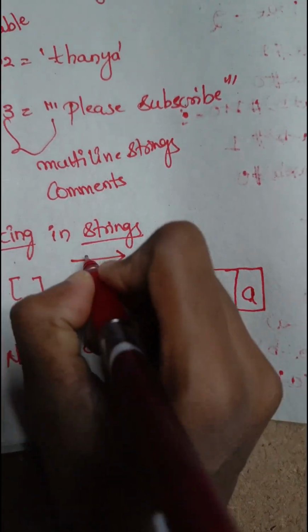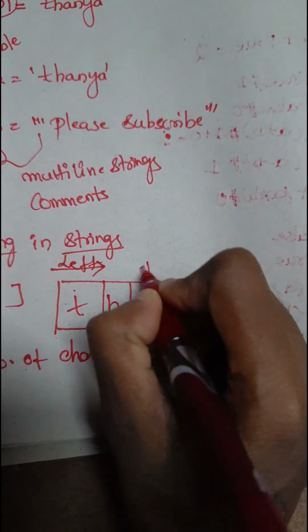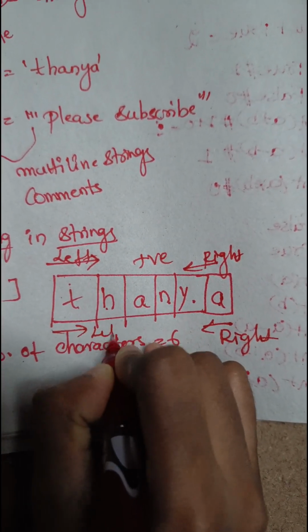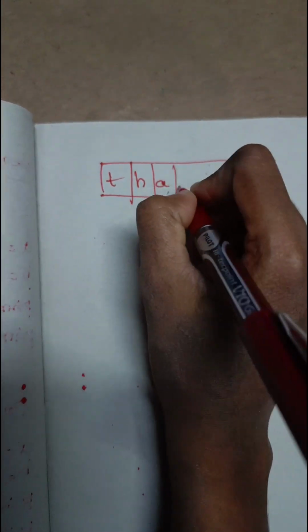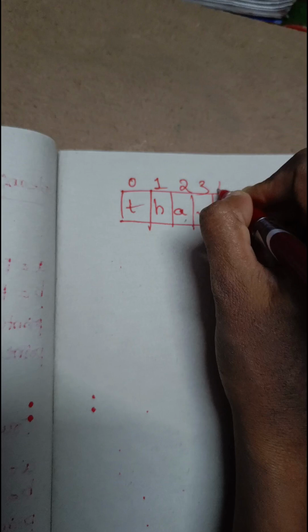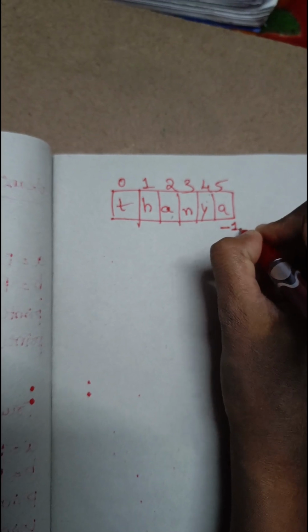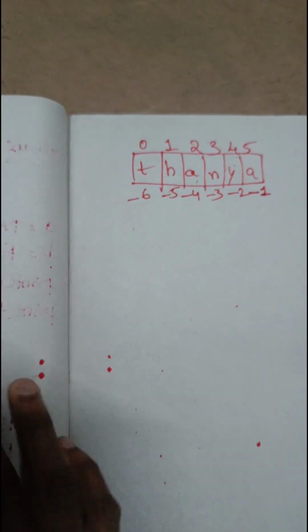See, positive index means from left to right. This is left, na? From left to right, positive index. Okay, for suppose if it is from right to left, it is negative index. Okay, forward index and backward index, that I will explain here now. See, the same letters I am taking, T-H-A-N-Y-A. Okay, so now forward index means 0, 1, 2, 3, 4, 5. Negative index means from right to left. Okay, so now -1, -2, -3, -4, -5, -6.